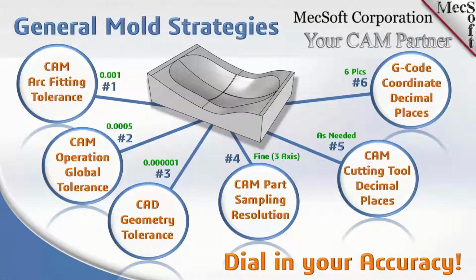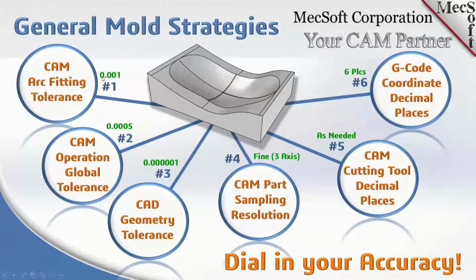Dialing in your accuracy. We have 6 areas in RhinoCAM that you want to check and adjust depending on the accuracy requirements of your customer. And typically you will start in the arc fitting tolerance. Obviously, if you're fitting arcs on your cavity, you want that to be your final highest resolution accuracy. And from there, we'll back off and do the CAM operational global tolerance, and I'm going to go through these and show you in the part. But typically, you want to do your arc fitting tolerance.